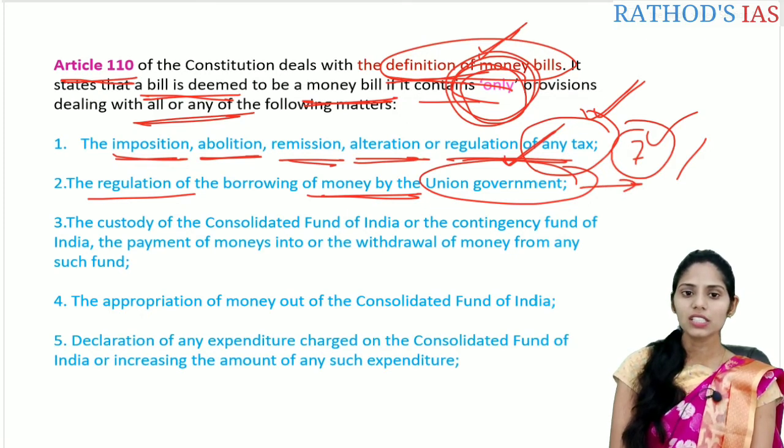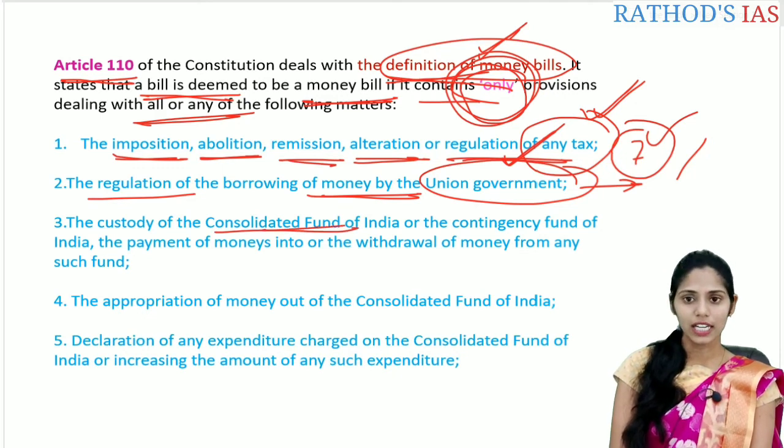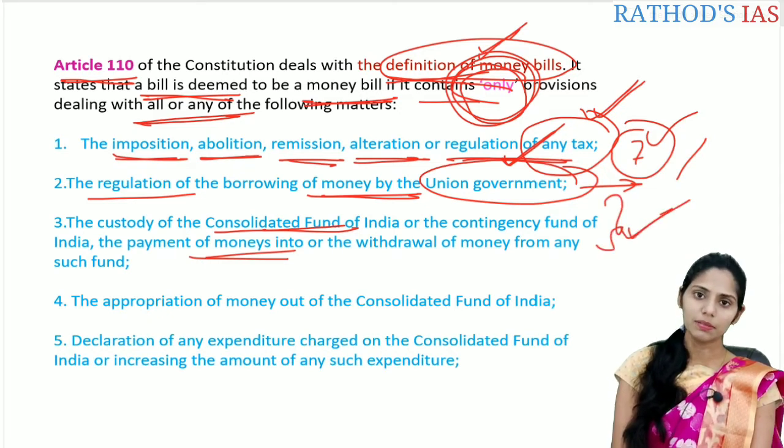And the next one is the custody of the Consolidated Fund of India, or we can also say there is another fund, that is the Contingency Fund of India, or any payments of the money into, or the withdrawal of the money from, any such fund. So that will also come under this money bill.